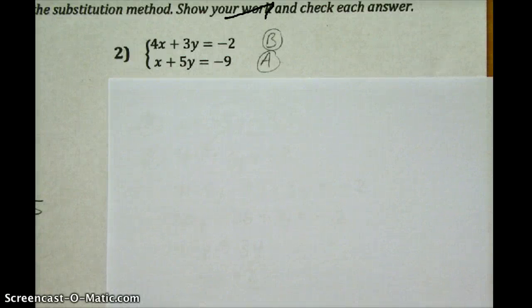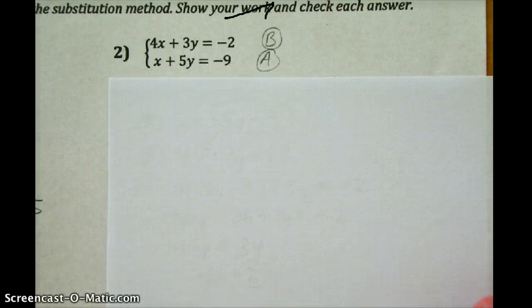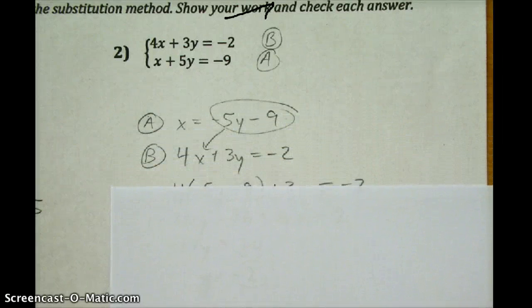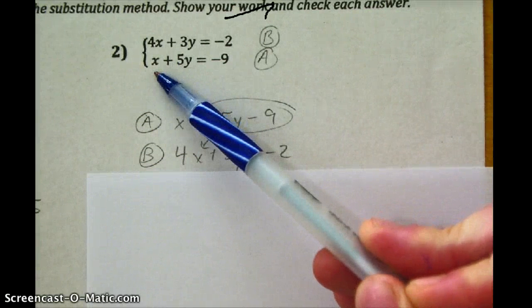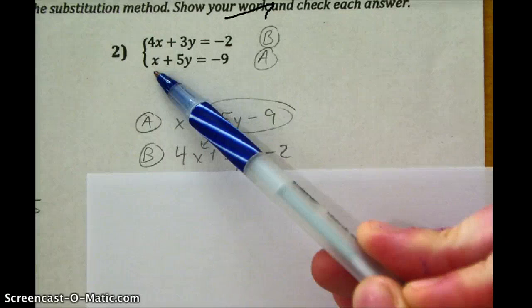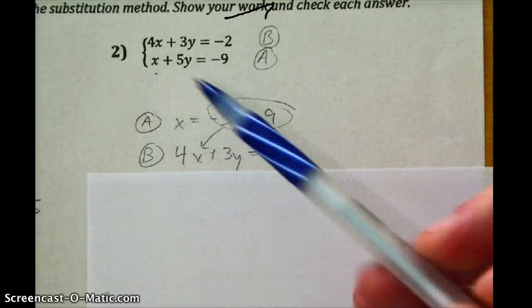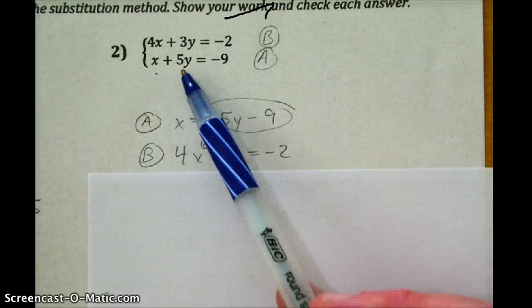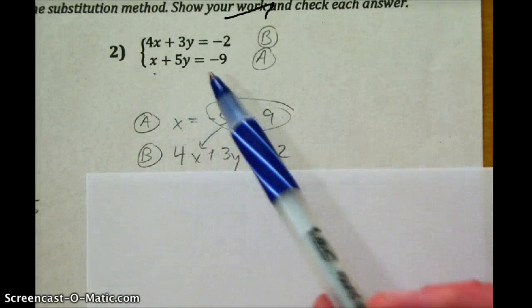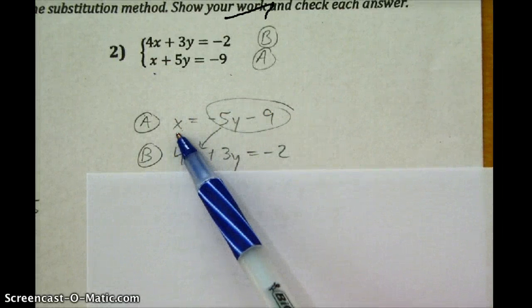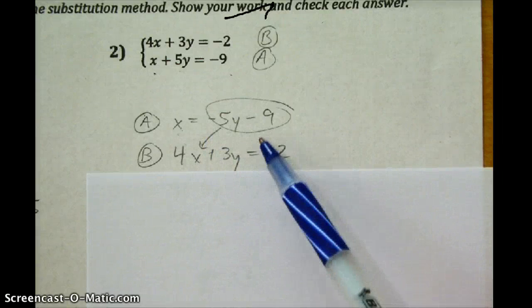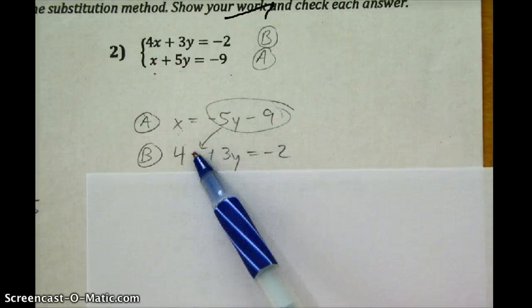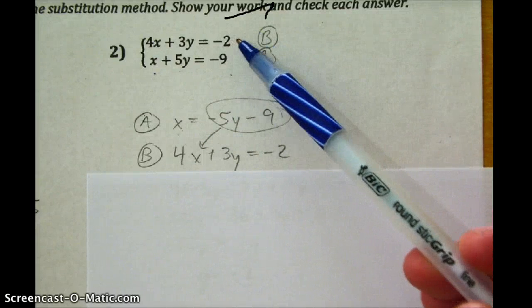Great, so the first thing I did was I chose a variable to isolate. I chose the variable x. I chose x because there was no coefficient in front of the x, so I knew that would be the easiest one to isolate. I isolated x by subtracting 5y from both sides, and I found that my x is equal to negative 5y minus 9. Step 2 is to plug that value in for x in our other equation.